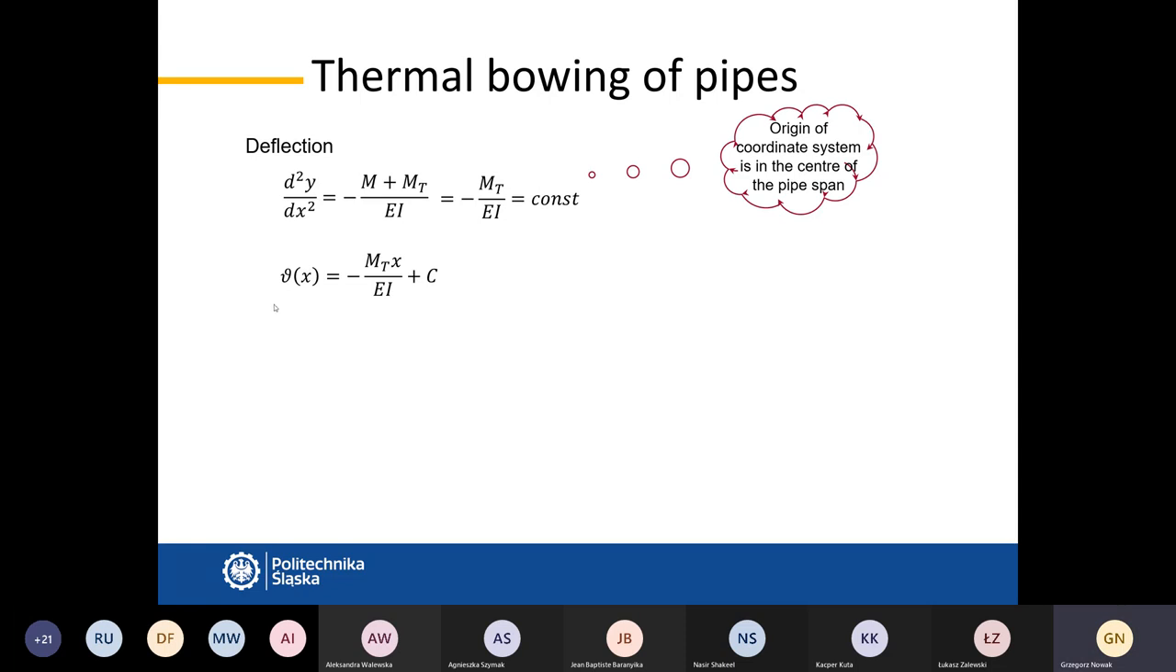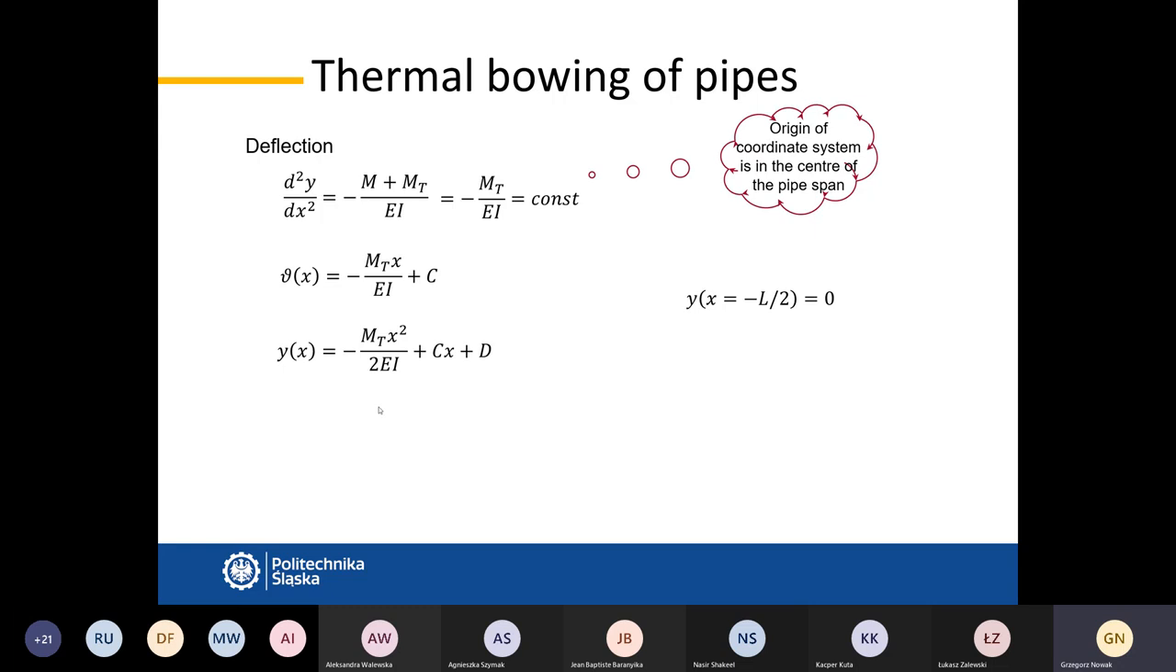And this is M_T x divided by EI plus constant C. And the second integration, we have y, the deflection of the pipe, minus M_T x squared over 2EI plus Cx plus the second constant of integration. Of course, the constants of integration can be determined on the basis of boundary conditions, and we know that this is a simply supported pipe, so it is simply supported at both ends, which means these ends do not deflect.